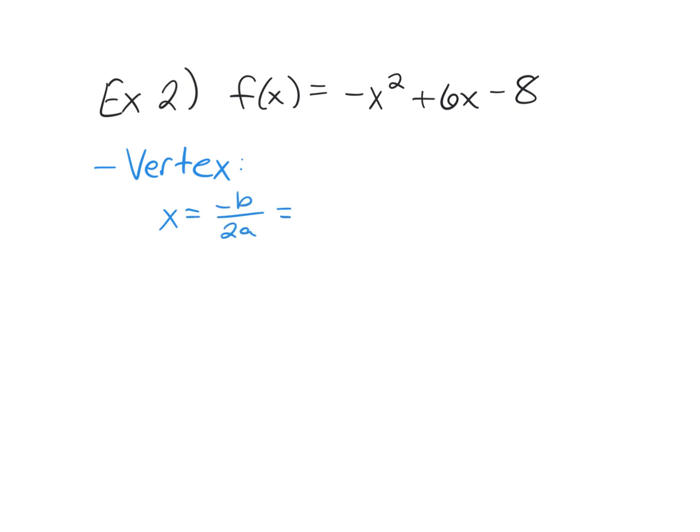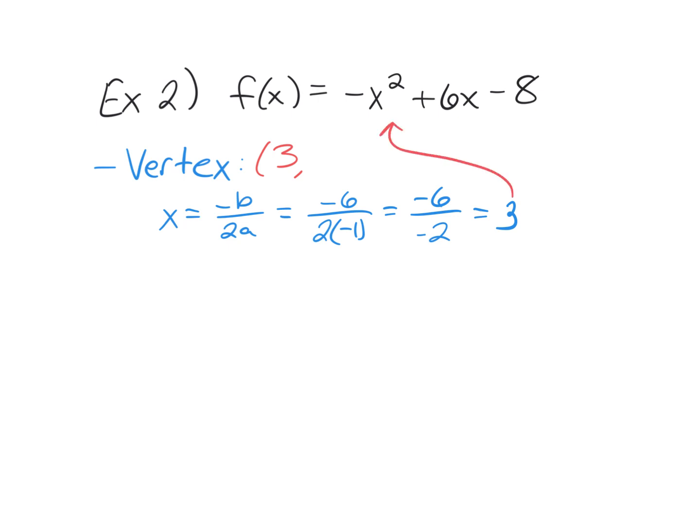What is my negative b? Negative 6. Negative 6 over 2 times 1. Careful. Negative 1. Yep, we have that negative out in front now, so our a is a negative 1. Negative 6 divided by negative 2 is positive 3. Yep, so that just gave me my x value for the vertex. How do I find y? Plug x into the equation.